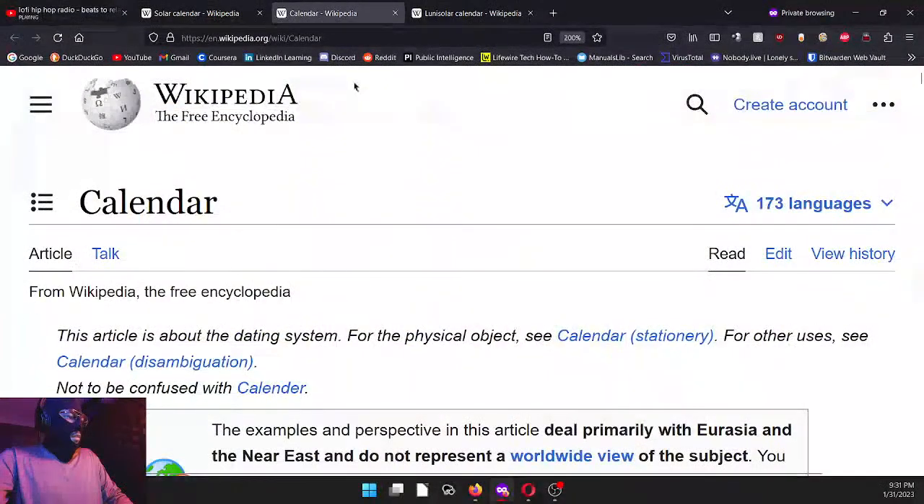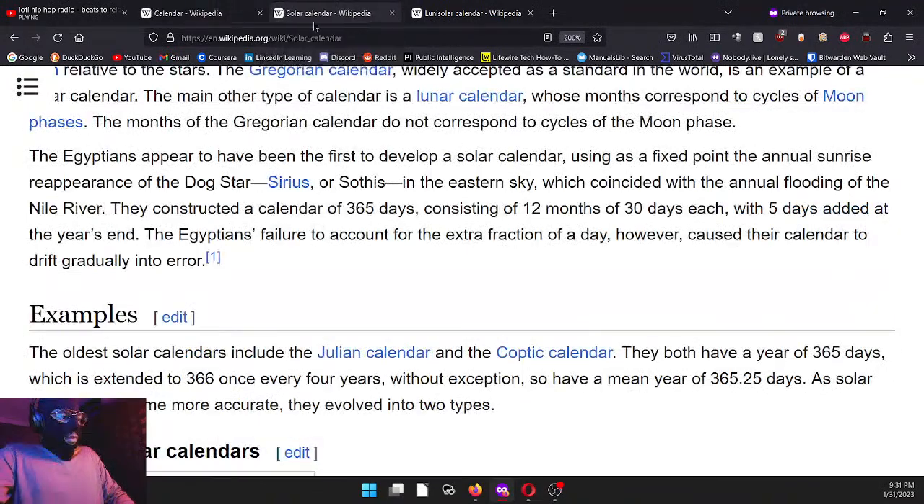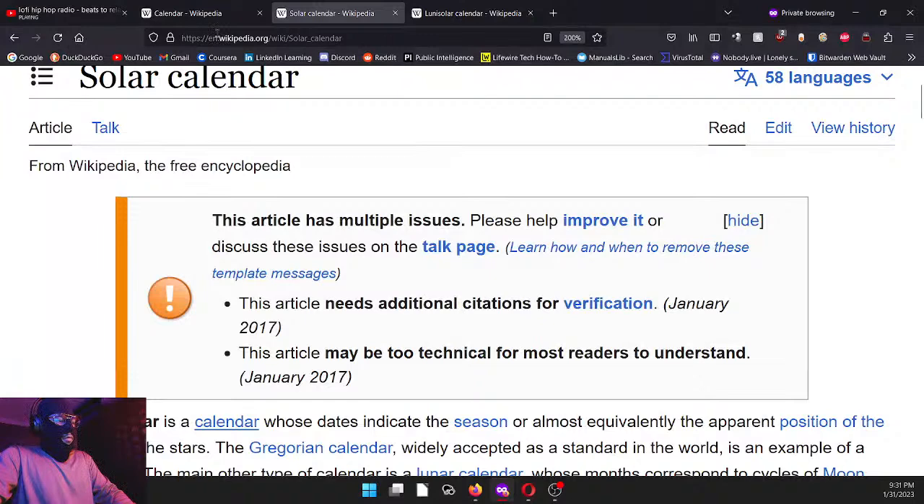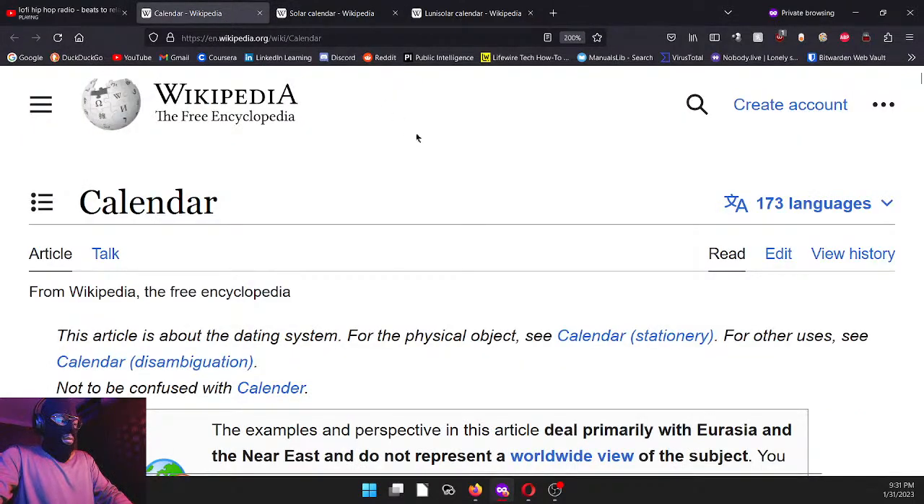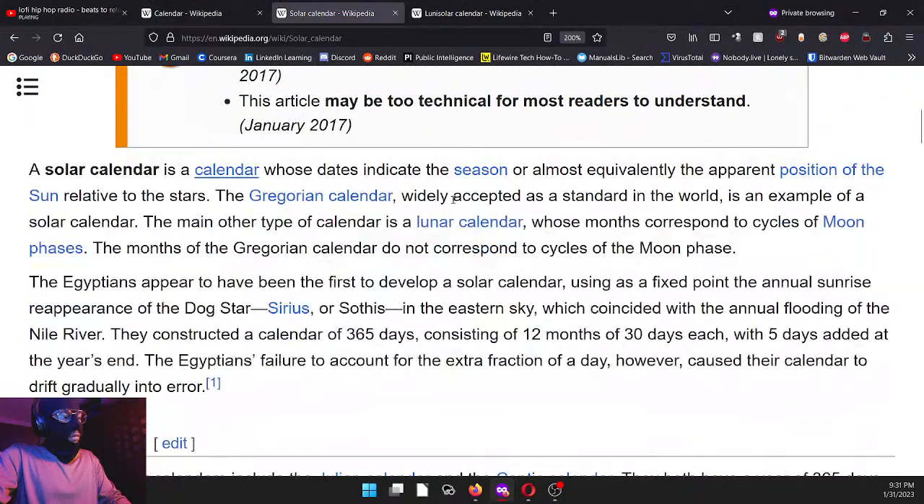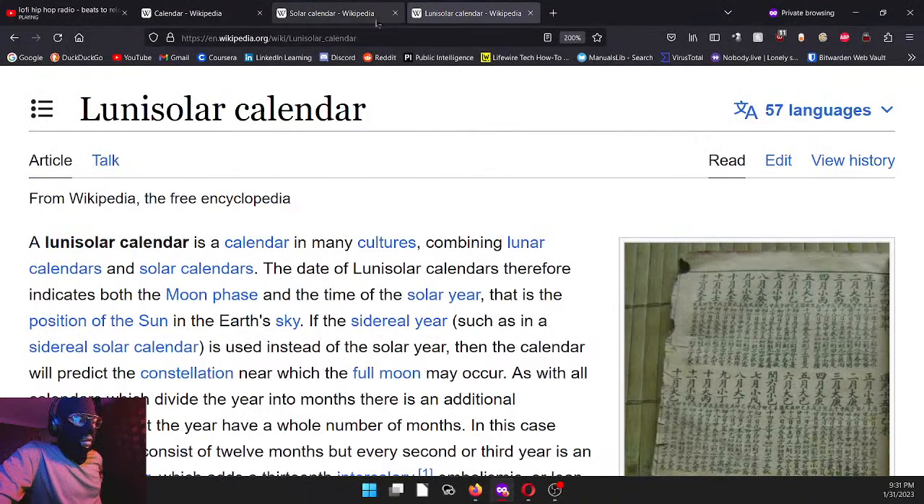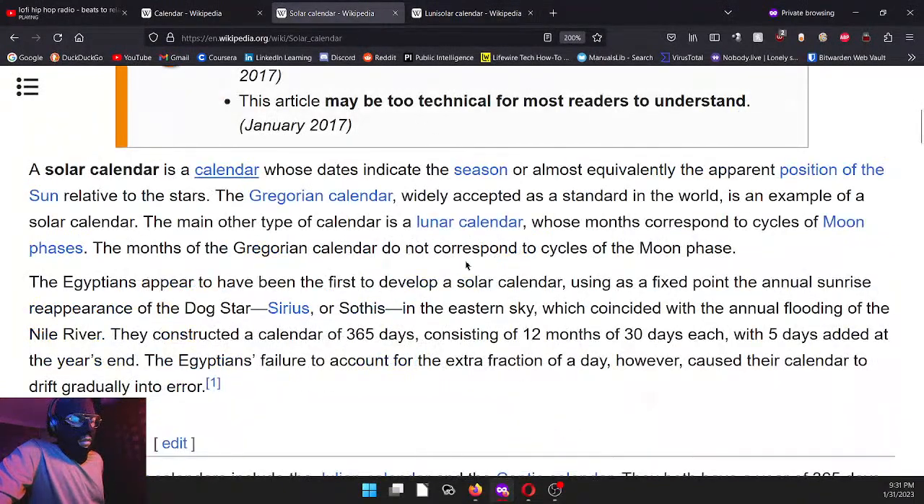Alright. Well, I already went through a solar calendar, so I might as well look at the OG article, the article that talks about calendars in general instead of calendars that revolve around the sun. Other than that, I still have the lunar solar calendar here. And what else? The Gregorian calendar, well, they accepted, yes. The main other type of calendar is a lunar.